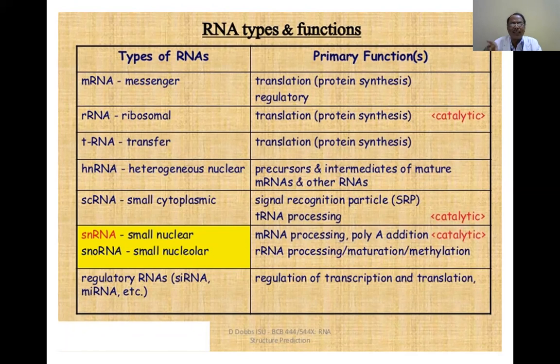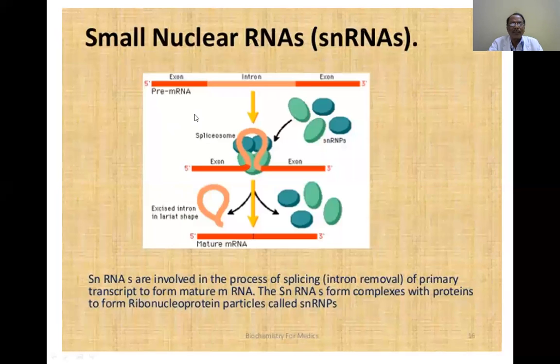Whereas eukaryotes have RNA polymerase 1 producing rRNA, RNA polymerase 2 producing mRNA, and RNA polymerase 3 producing tRNA. Remember, we'll discuss the latter one later.